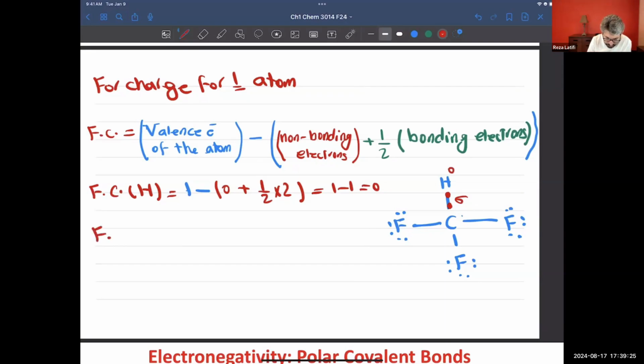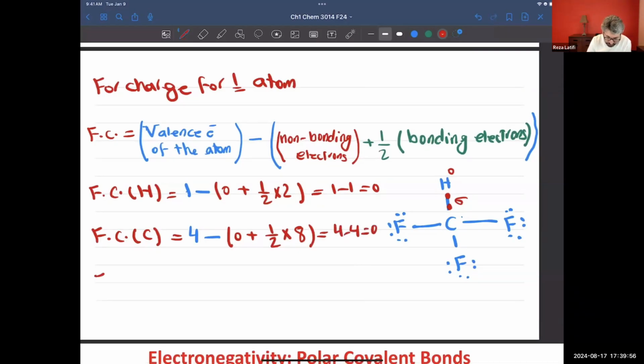Repeat this for carbon. Carbon belongs to group 4, so you say 4 minus. Do I see any lone pair around carbon? No. How many sigma bonds did we make? We made 4. And per each sigma bond, we use 2 electrons. So technically, I have 8 bonding electrons. Half of the 8 belong to carbon. So it will be 4 minus 4, 0.